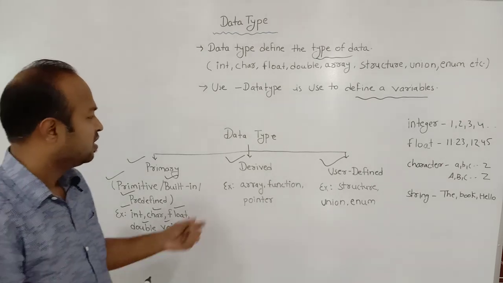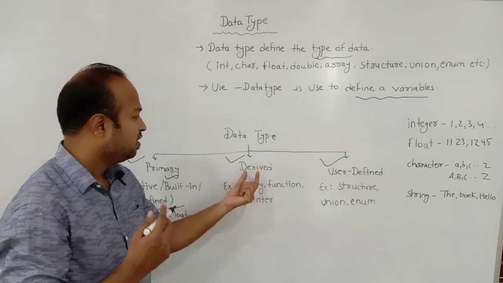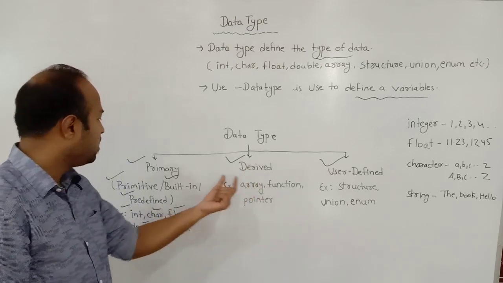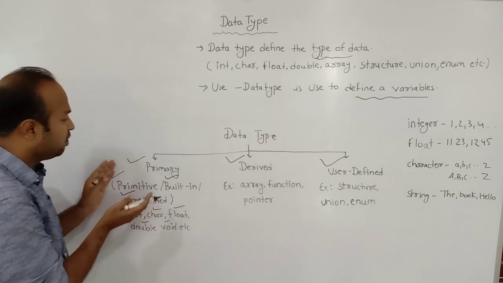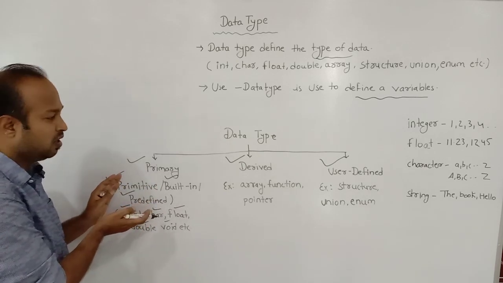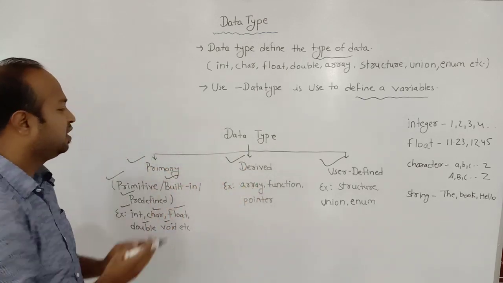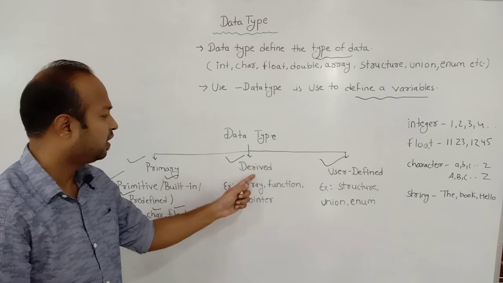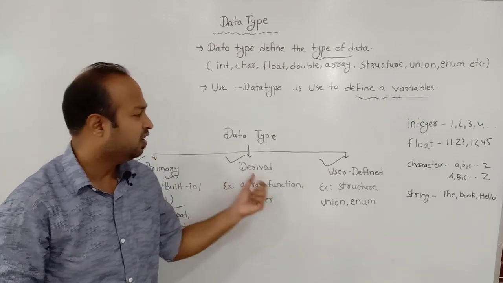Next is the derived data type. A derived data type is a data type which is derived by using the primary data type. Primary data type is a predefined data type. We cannot create this data type, we can only use it. But derived data types are derived by using a primary data type. Examples of derived data types are array, function and pointers.